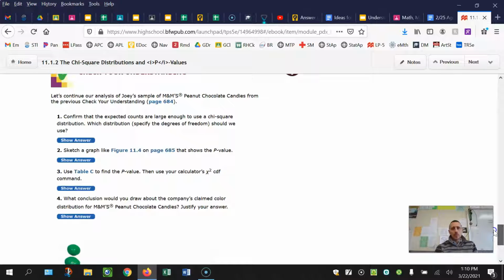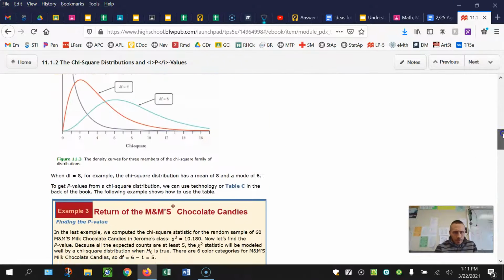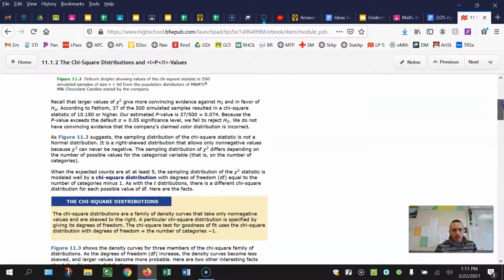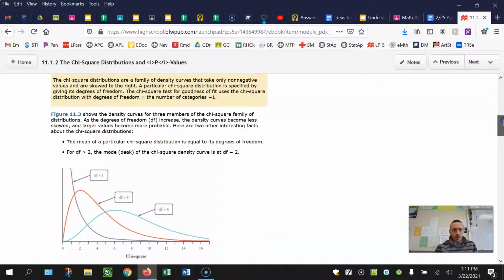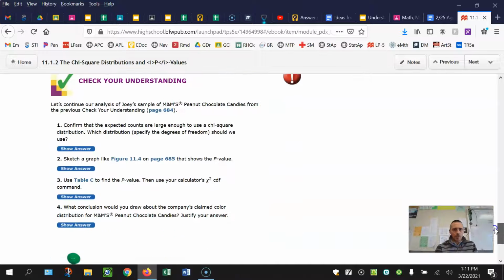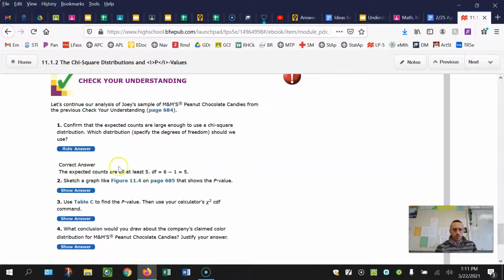Okay. So in this previous one, I'm just going to go through this and confirm the expected counts are large enough. I don't remember it saying that anywhere here. The expected counts have to all be at least 5. That's going to be one of our conditions. So in the previous one, the smallest expected count was 10.58 and the others are at least 5.